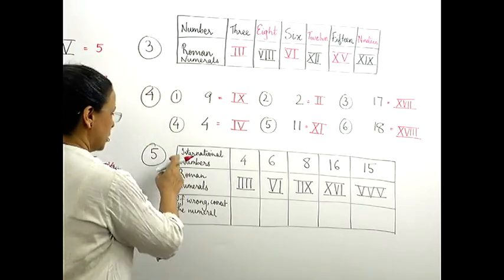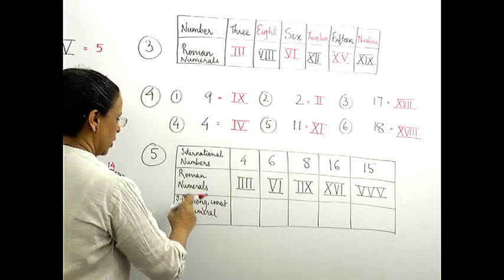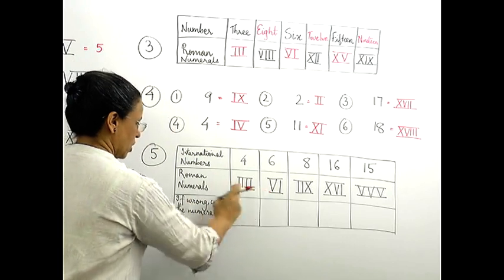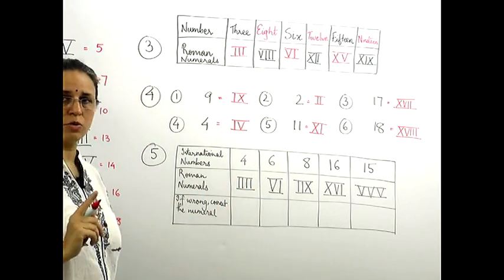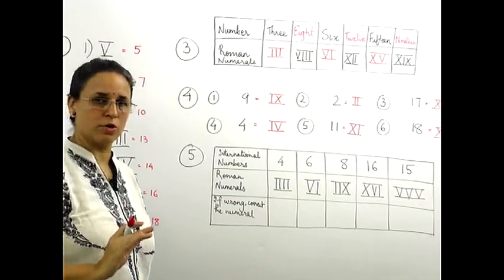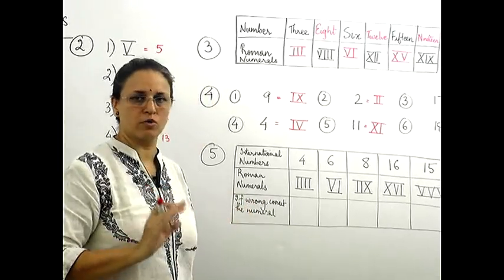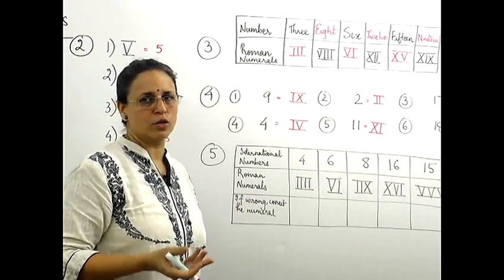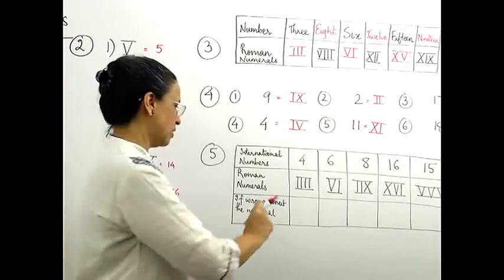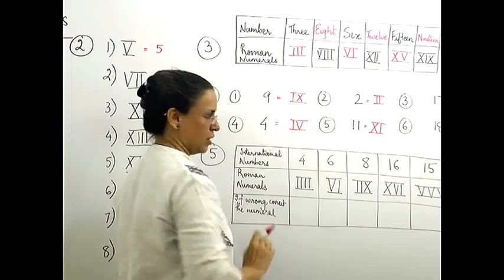यानी international numbers are given here. Roman numerals are given here. All Roman numerals are not given properly. They are wrong, some of them. So if they are wrong, अगर सही है तो वहाँ पे कुछ करना ही नहीं है, and गलत हुआ तो हमको उसको सही करना है.